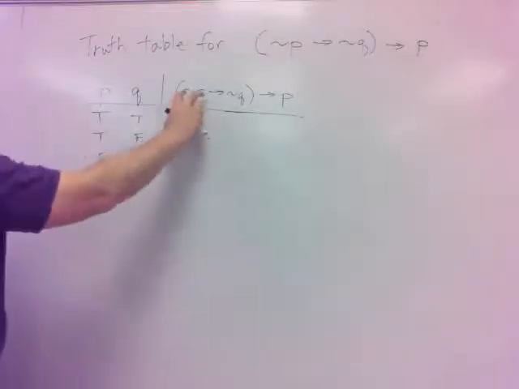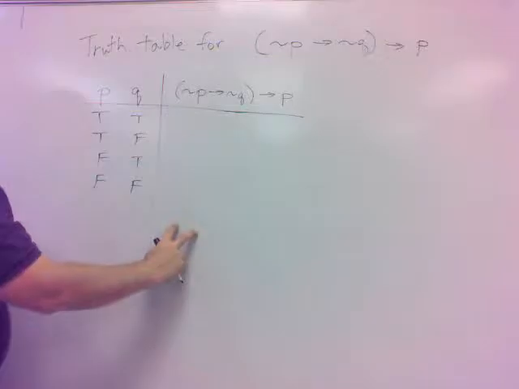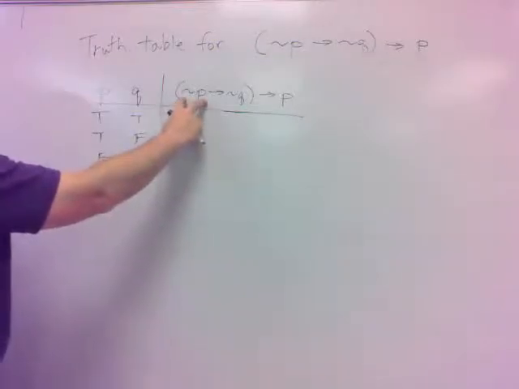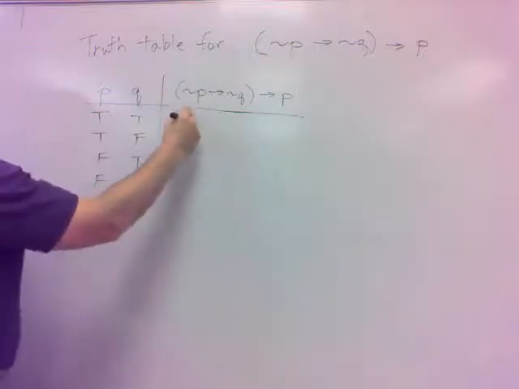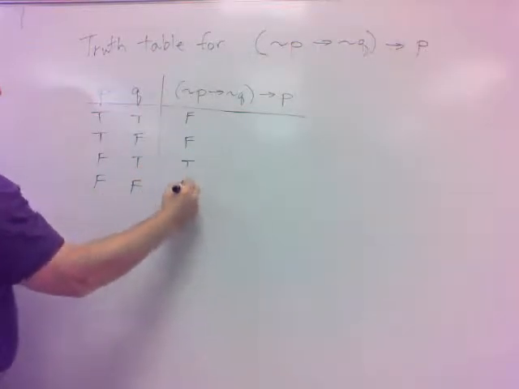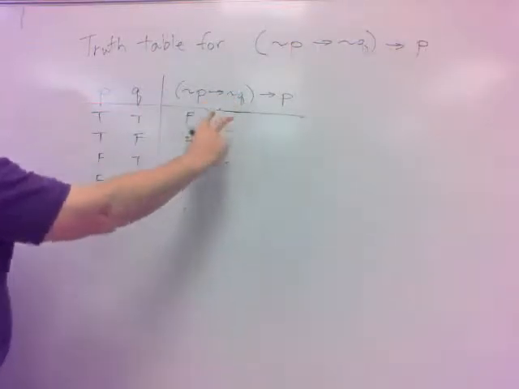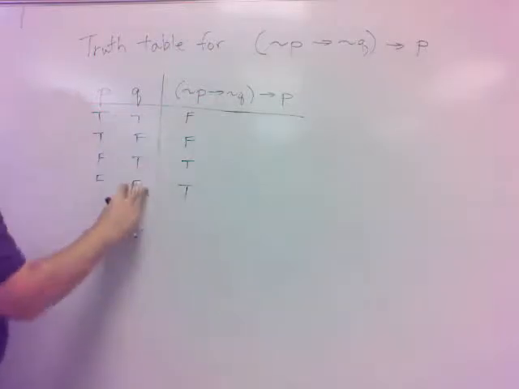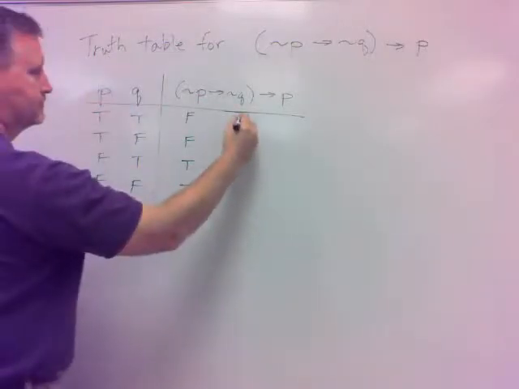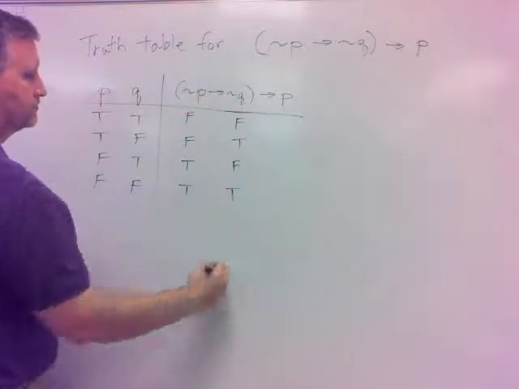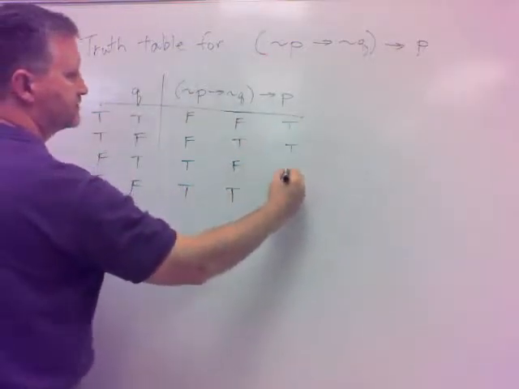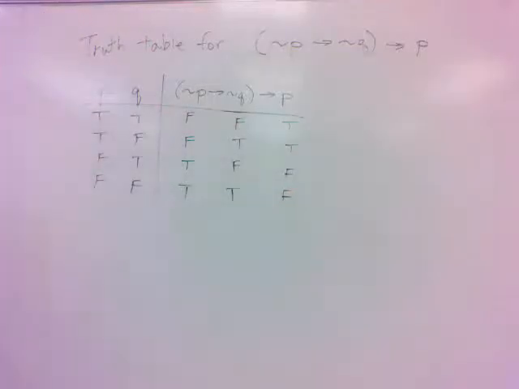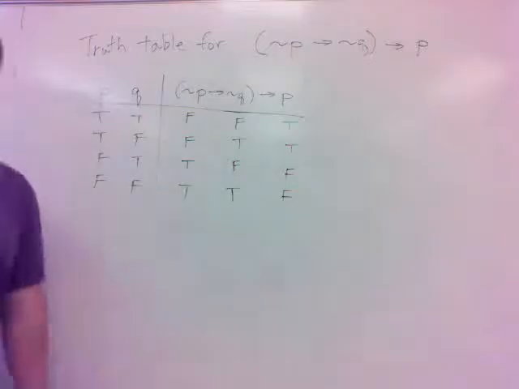All right, so the way I like to do it is just write under each component its truth values all the way down. So not P is the opposite of the P column, so that would be false, false, true, true. Not Q would be the opposite of the Q column, so that would be false, true, false, true. And then P is just a copy of the P column, so it would be true, true, false, false. All right, so we do the parentheses first.